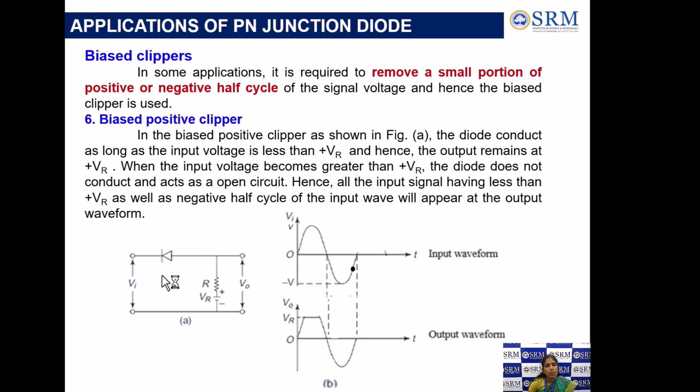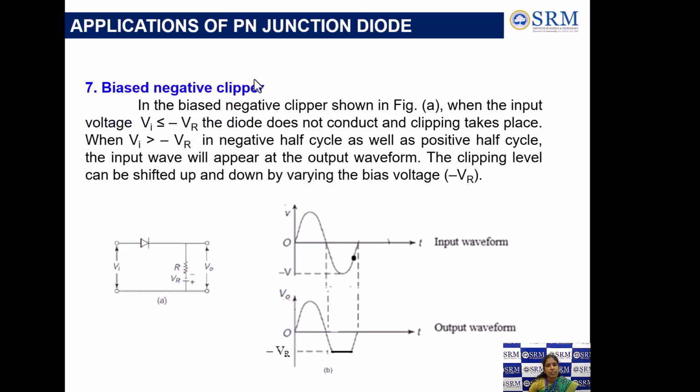In the biased positive clipper, the circuit remains the same. The input is given to the cathode part, because only then will it conduct the negative portion of the AC input, but across the load resistor we are going to connect a voltage source, the reference voltage VR. So the output will be conducted, the positive portion will be allowed to go through until the input voltage is less than this VR. Until then it will conduct the positive part also. Only above that it is getting clipped off.